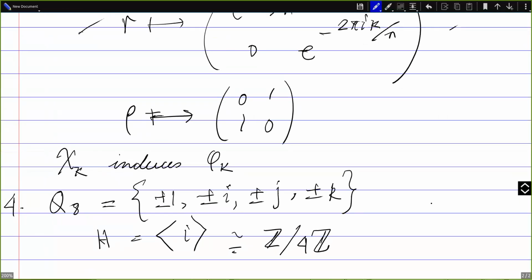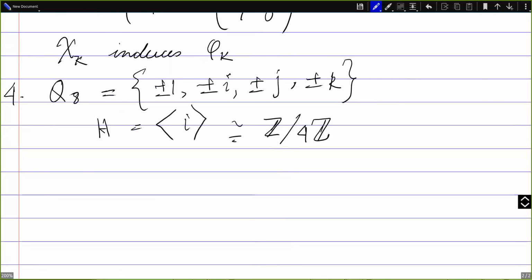In order to define a representation of H, it's enough to specify where i is going, because it's a generator. So we consider the following one-dimensional representation of H, which sends this symbol i to the complex number i. Remember, these two are different. So this is a one-dimensional representation of H.